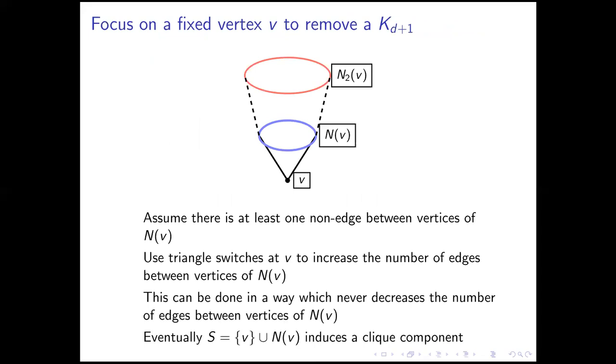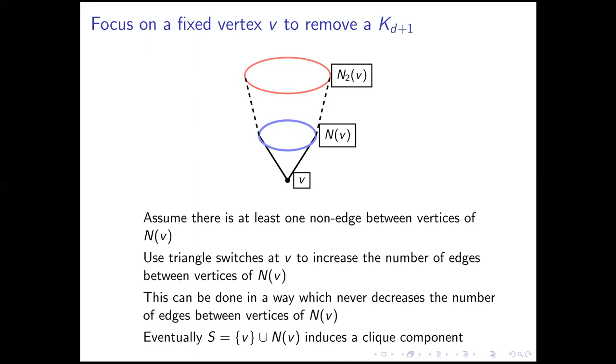Okay, so here's a picture. Here's V. Above it is N of V, and above it is N2 of V, its second neighborhood. Well, there's nothing to prove if there's not at least one non-edge between the vertices of N of V, because if there are no non-edges in N of V, then the thing is already a clique on d+1 vertices. So what we're going to do is use triangle switches at V to increase the number of edges between vertices of N of V.